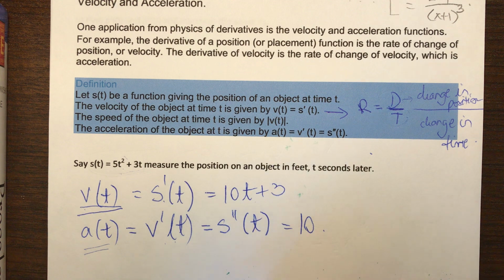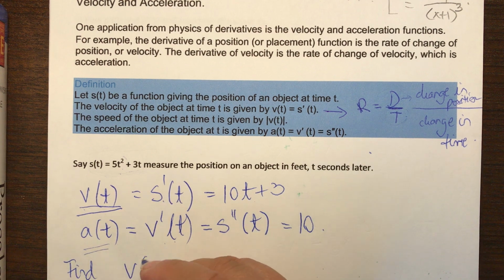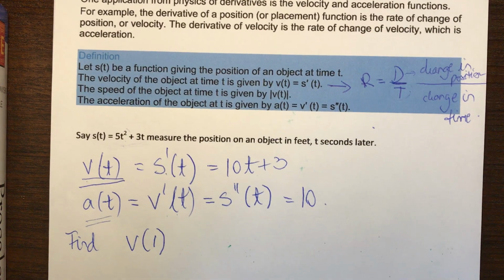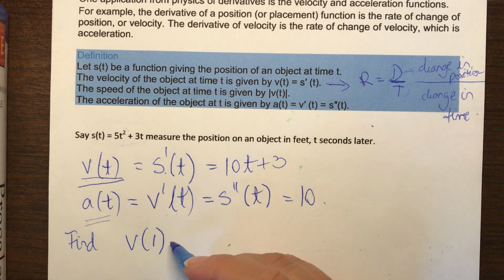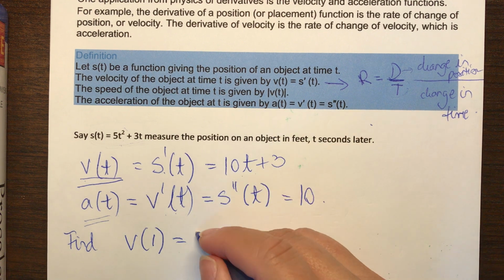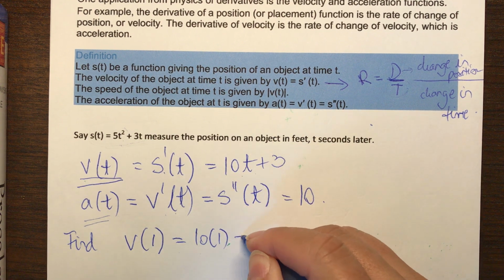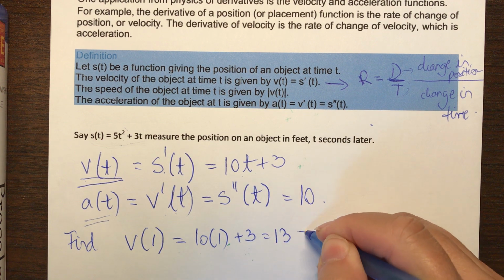So let's say on the velocity, let's find v of 1, and interpret that answer. So velocity is the derivative of the function, acceleration is the second derivative. So we found them. Let's just say we want to find the velocity at 1, and what does that mean? So plugging in 1 into this velocity function, we're getting 13. So what does that mean?